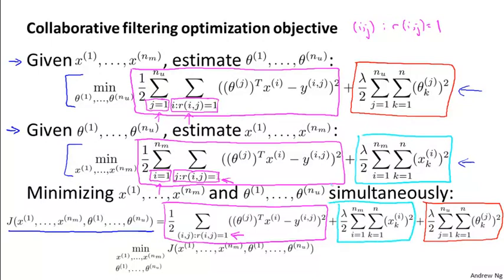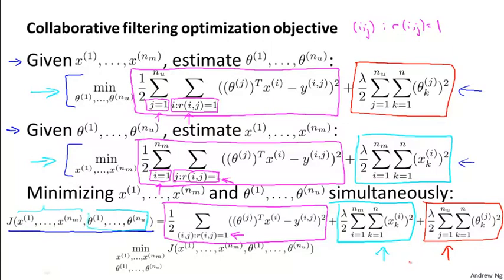And this optimization objective J actually has an interesting property that if you were to hold the x's constant and just minimize with respect to the thetas, then you'd be solving exactly this problem. Whereas if you were to do the opposite, if you were to hold the thetas constant and minimize J only with respect to the x's, then it becomes equivalent to this, because either this term or this term is constant if you're minimizing only with respect to the x's or only with respect to the thetas.